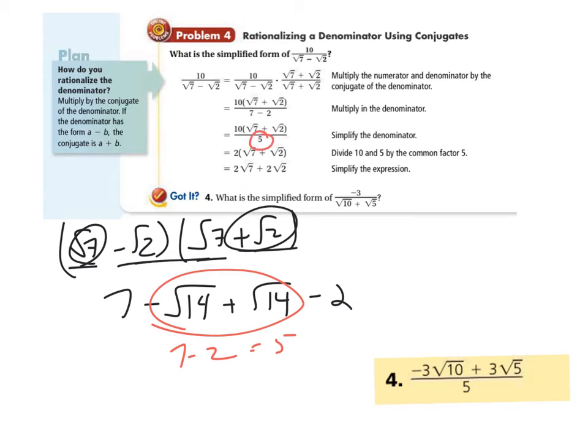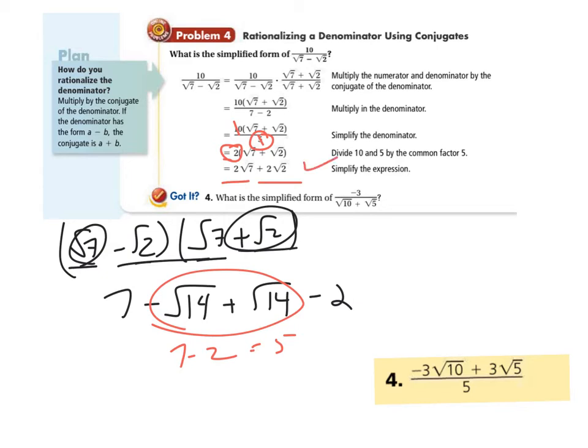Now, you got to look for these things. The 10 divided by 5 is 2. So we end up with this 2 times the square root of 7 plus square root of 2. So now I distribute that 2. So 2 square roots of 7 plus 2 square roots of 2 is what we end up with there for the answer. And you can't do anything further than that, but it is certainly in its simplest form.